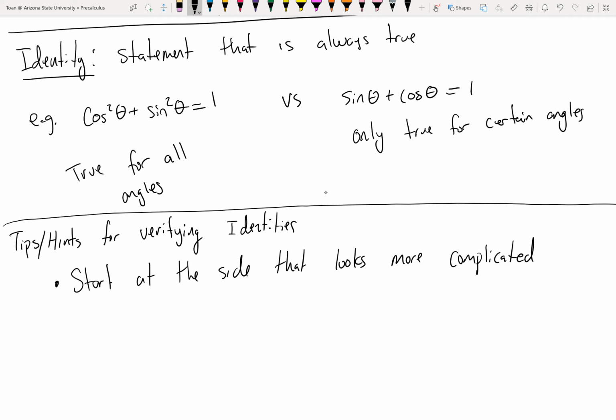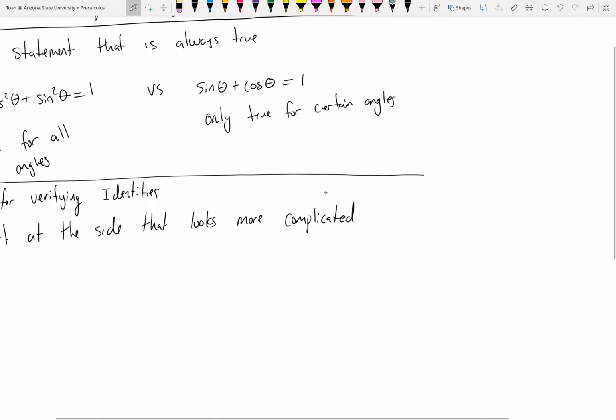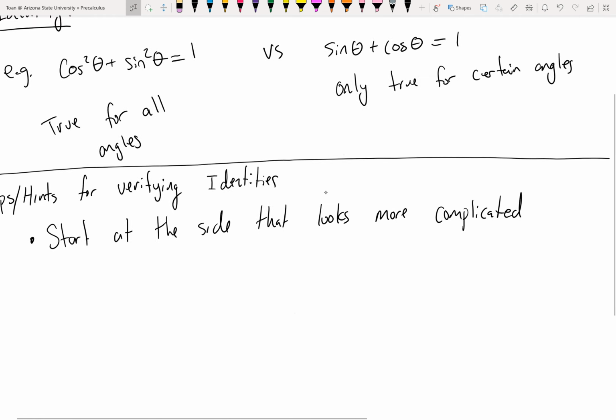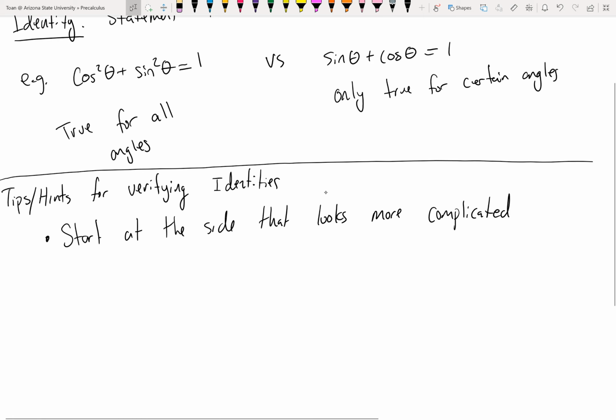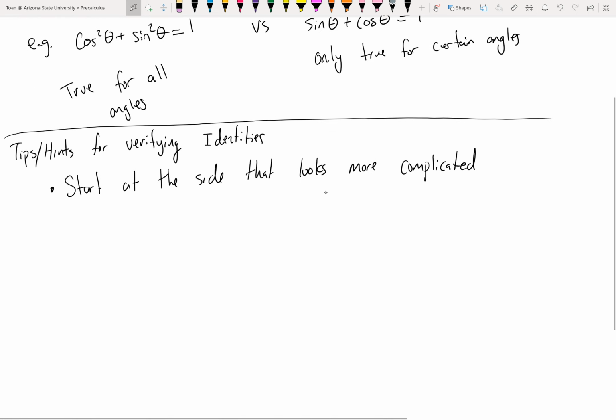Now, of course, this is very subjective. What I think is complicated might be different than what you think is complicated. But over time, you're just going to get a feel for what side to start with. And a good rule of thumb is whatever side looks, for lack of a better term, complicated, is usually the side to go with.